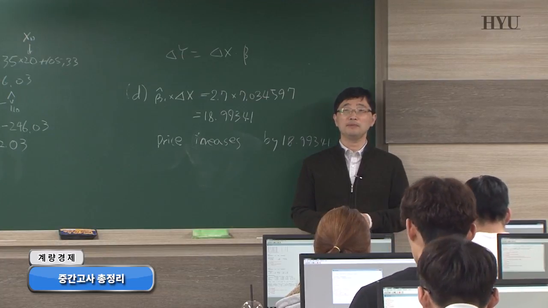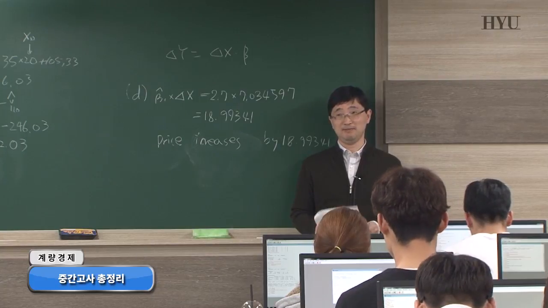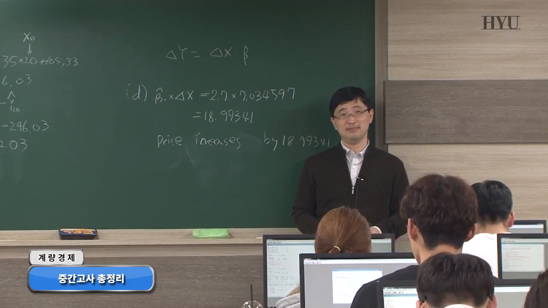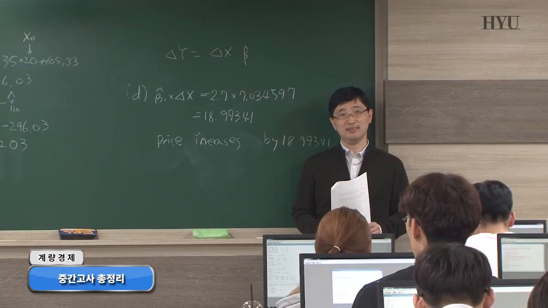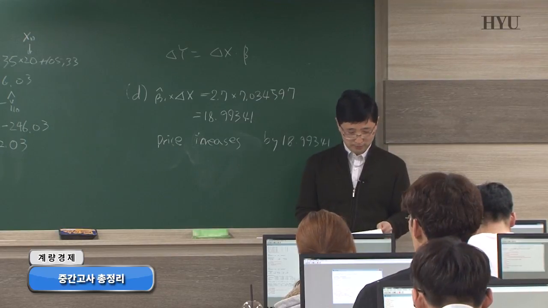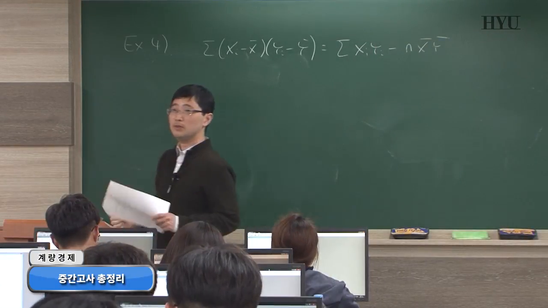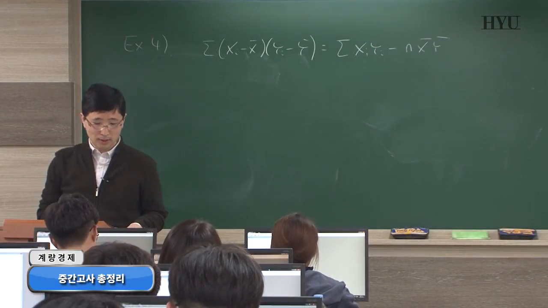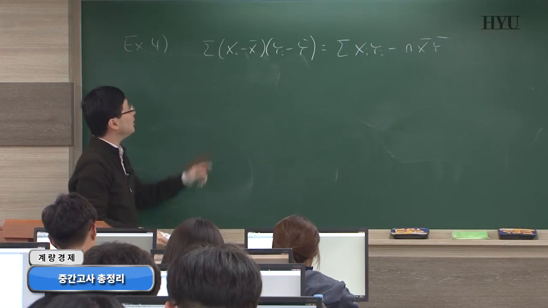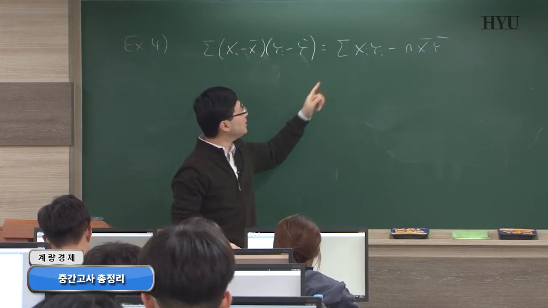Now let's compare example 1 and example 4. What's the difference between the two questions, example 1 and 4? Do you remember this? The shortcut for the sample covariance? So in example 1, this is given. In example 4, this is given, right?